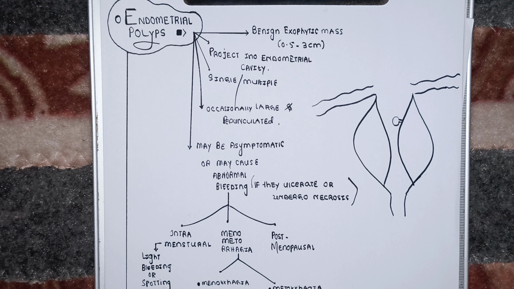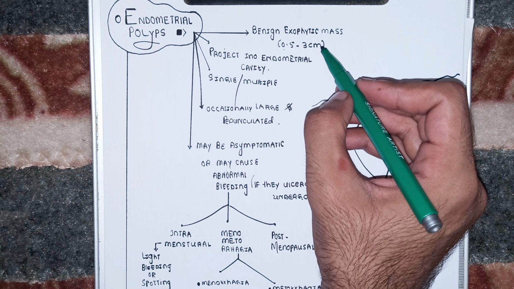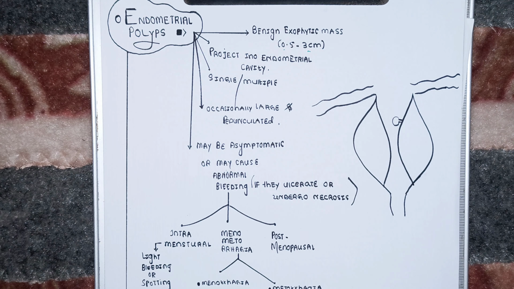In the previous video lecture I delivered endometrial hyperplasia, and now I will continue with the benign lesions of the endometrium and then the malignant lesions of the endometrium. Endometrial polyps are benign exophytic masses coming out of the endometrium. They are variable in size. They may be as small as 0.5 centimeter, or as large as 3 centimeter.